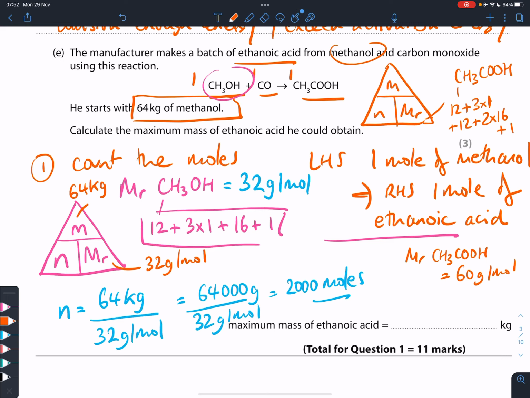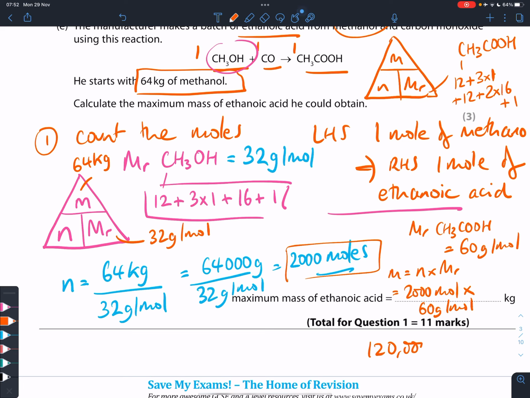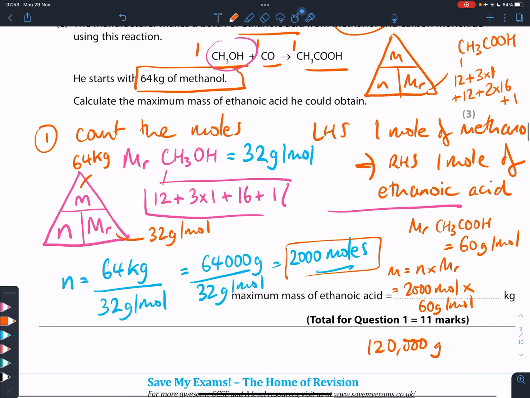grams per mole. So how much mass have we got? Well, we've got 2,000 moles, which is the N, times this. So let's work out the mass is equal to N times MR, equals 2,000 moles times 60 grams per mole, equals 120,000 grams, which is equal to 120 kilograms. And that's the maximum mass we could get. And that's the question.